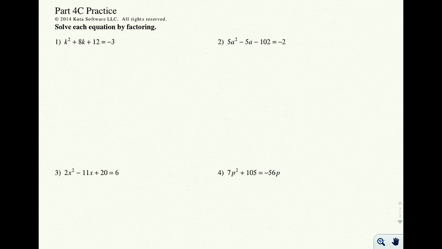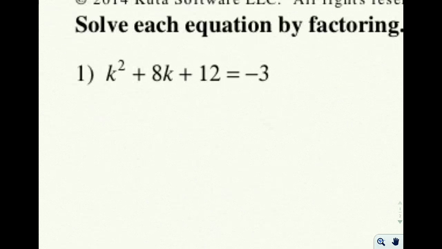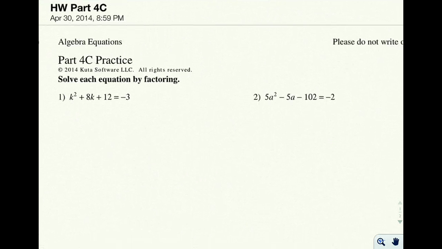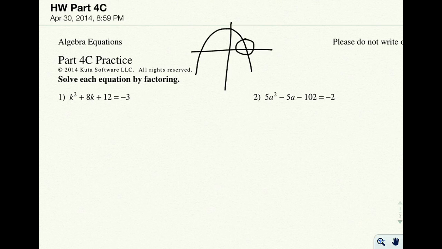This is part 4C. Again, we have quadratic equations, terms that have squared as their highest power, and we're looking to solve them. And whenever you're solving a quadratic equation, you're doing something interesting. If you think of the parabola graph, what you're doing is you're saying where does it cross the x-axis. So you're finding the 2 points where it crosses the x-axis.